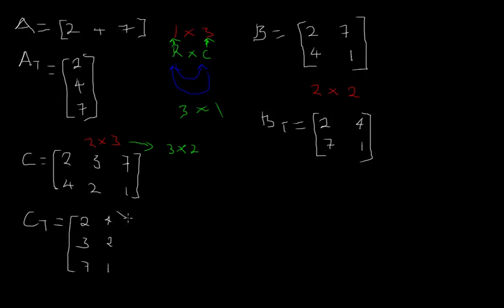And when you look at this matrix, how many rows? 1, 2, 3. And how many columns? 1, 2. So it becomes a 3 by 2 matrix. Okay, so that's how we go about transpose.